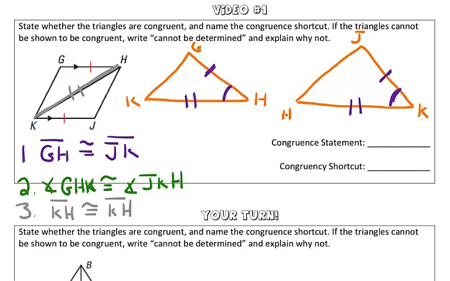We can state that these triangles are congruent by the shortcut side, angle, side, because we know two sides and the included angle between those two sides are congruent to each other in both triangles. So therefore, the congruence statement would be triangle GHK is congruent to triangle JKH.